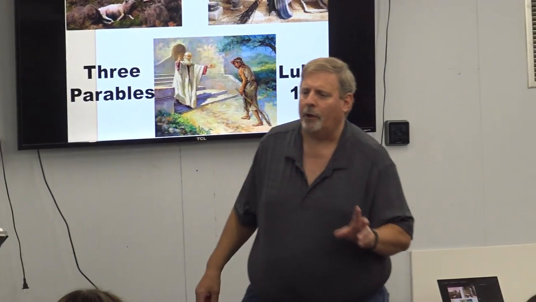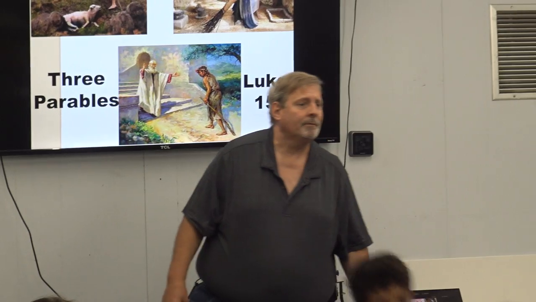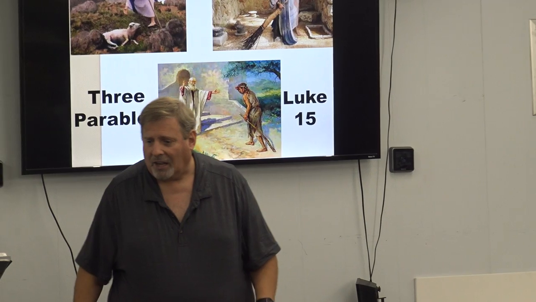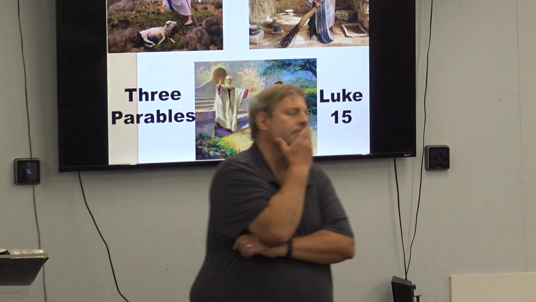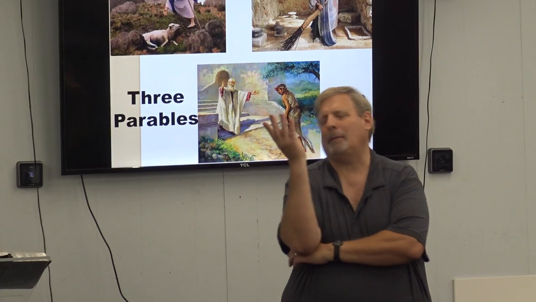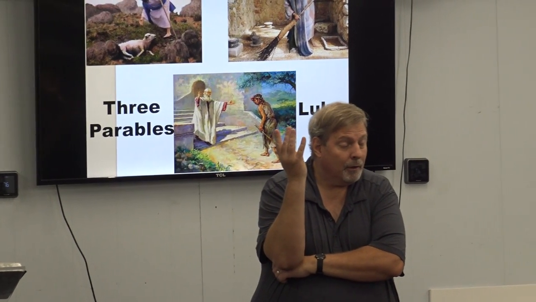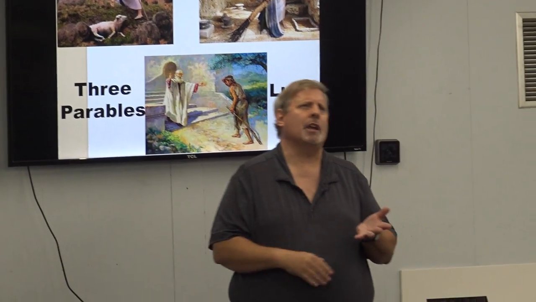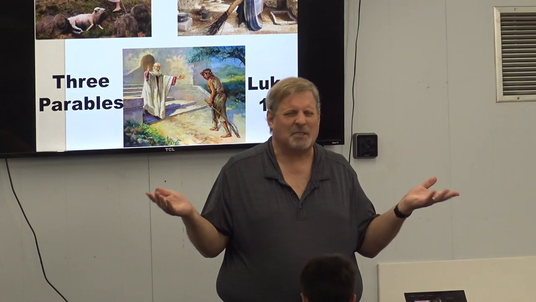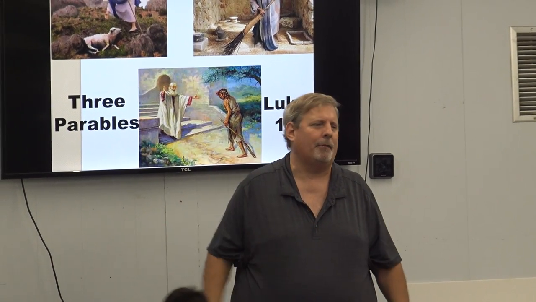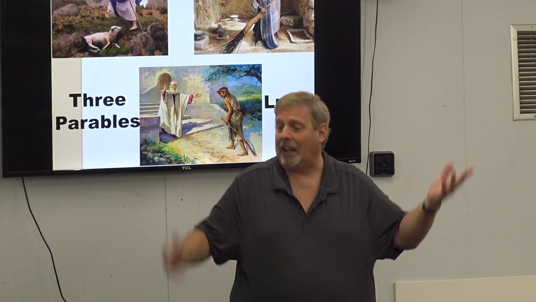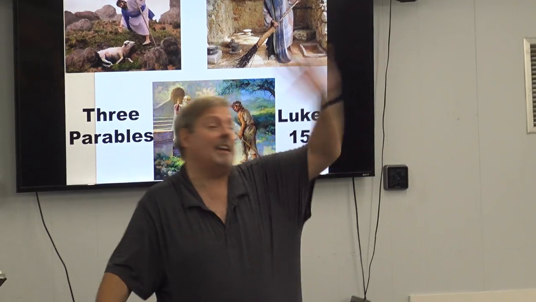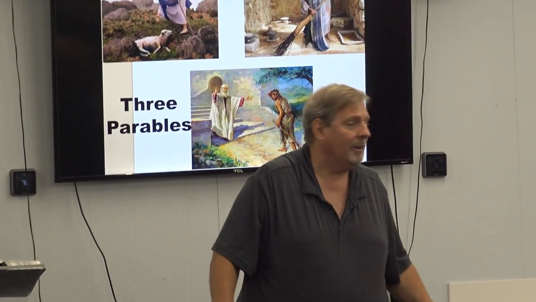Okay, so imagine if you would. You're a shepherd. You have 100 sheep. One of them gets lost. Now, if I'm a bean counter, an accountant, I'm going to go, well, let's see. 100 sheep, we lost one. That's a 1% loss. We can accept that. We can just write that off. Don't worry about it. You still got 99 left, right? No need to worry about the one.